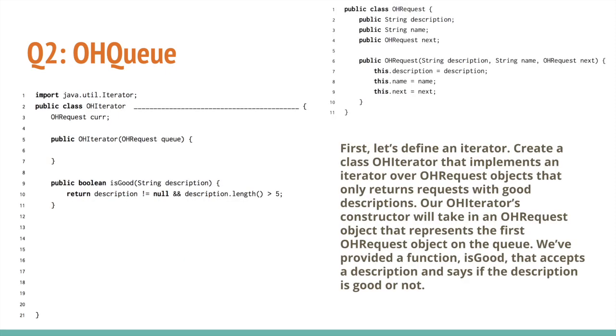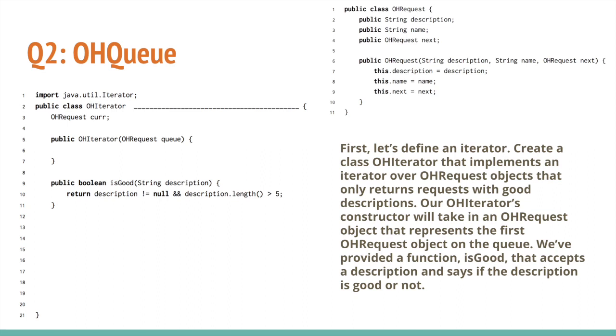So first, we're going to define an iterator by defining a class OHIterator that implements an iterator over OHRequest objects that only returns requests with good descriptions. Our OHIterator's constructor will take in an OHRequest object that represents the first OHRequest object on the queue. The provided function isGood accepts a description, and says if the description is good or not.